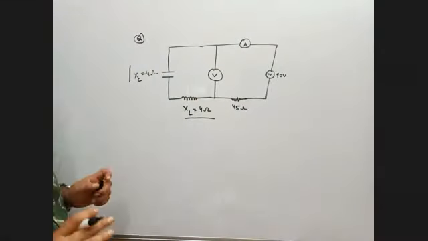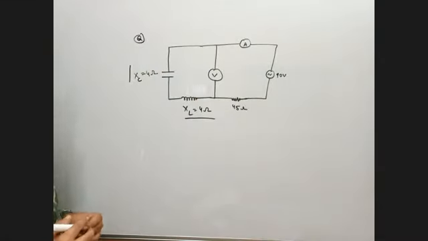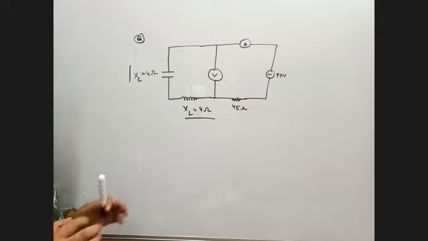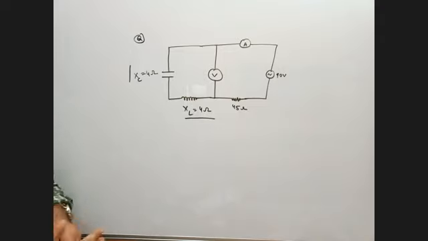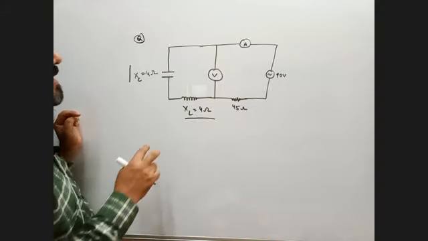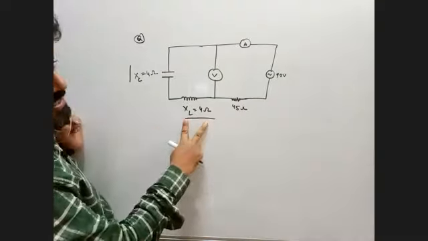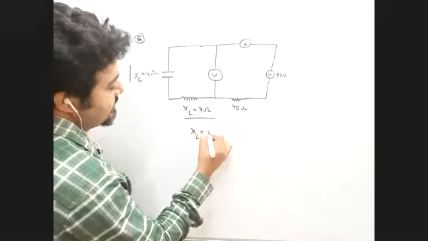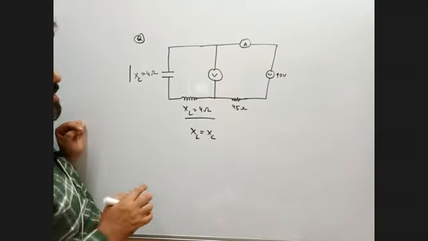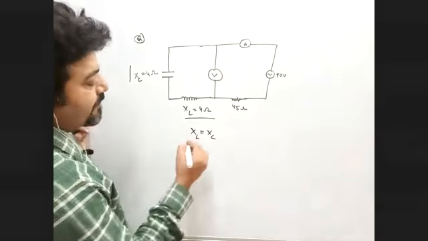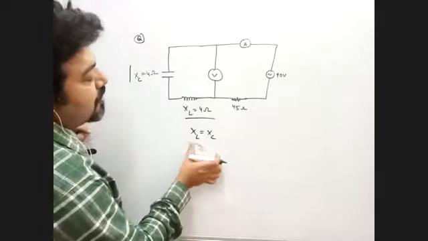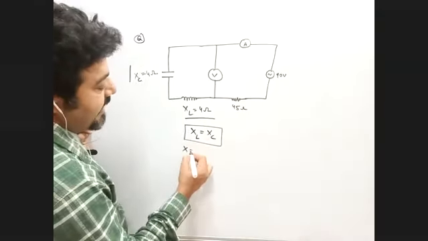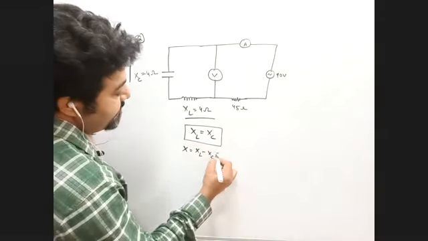Clearly from this figure, you have to find the reading of the voltmeter and the reading of the ammeter. One more thing is clear: the reactance due to the inductor and the reactance due to the capacitor are equal, XL equals XC. XL is 4 and XC is also 4, so it's a resonating condition. As XL and XC are equal, X equals XL minus XC equals 0.